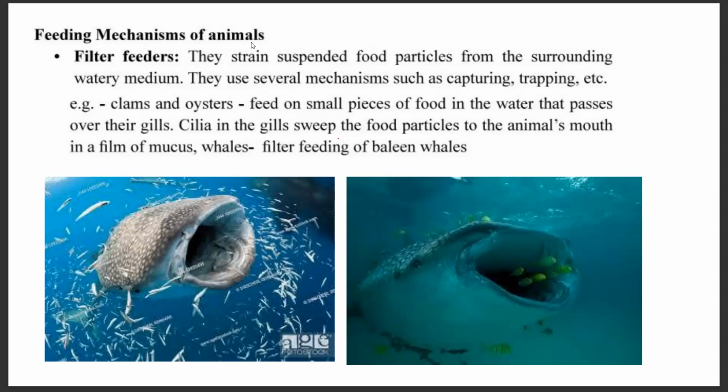Clams, oysters, right? They feed on small pieces of food in the water that passes over their gills. So cilia in the gills sweep the food particles to the animal's mouth in a film of mucus. Whales, they are filter feeding, the baleen whales. Right. Those are filter feeders.